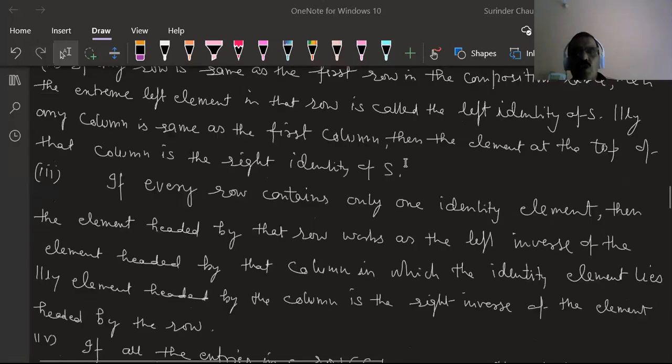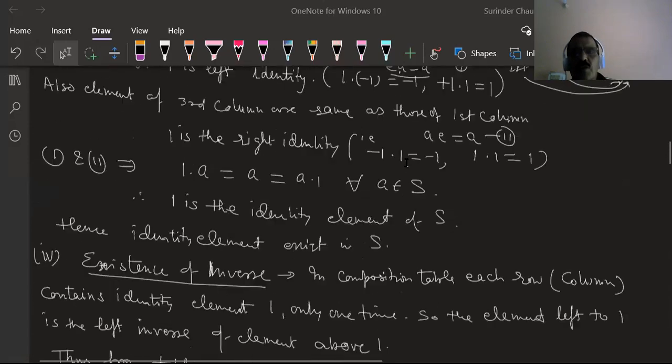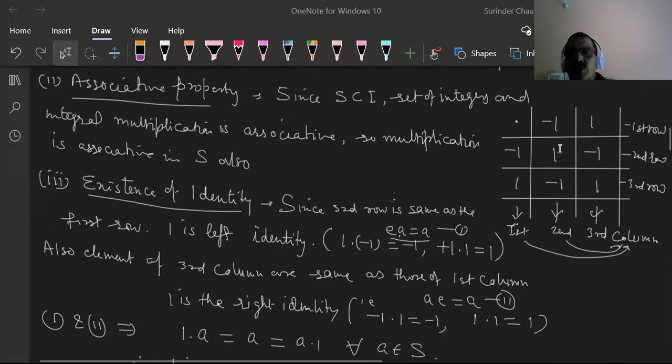Now we can go to the composition table of this. This row contains the identity element, so this will act as a left inverse of this element, and this is the identity element containing this. This will act as a left inverse of this. Similarly, if you do the column, this one is here. This will act as an inverse of this. Similarly, this identity element is here. This will act as the right inverse of this element.